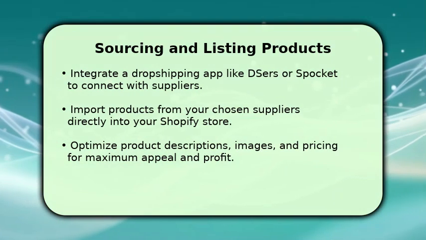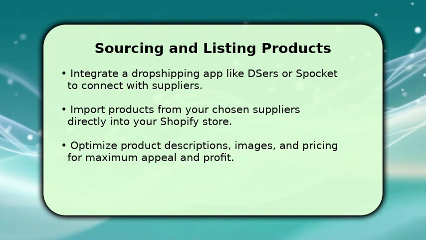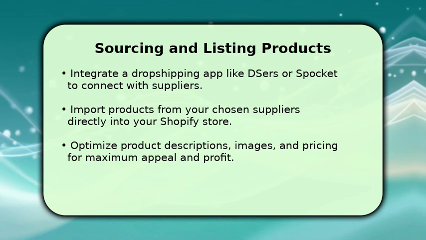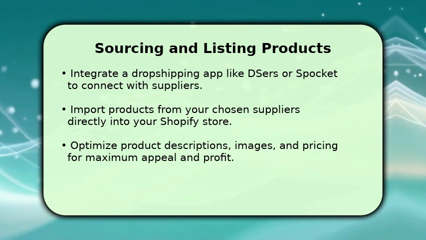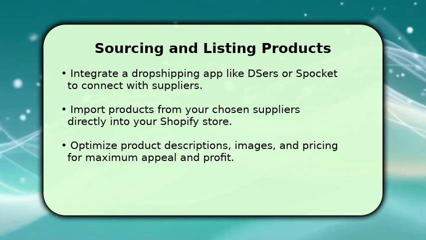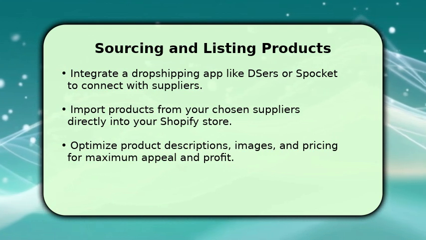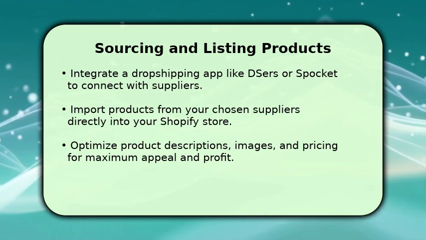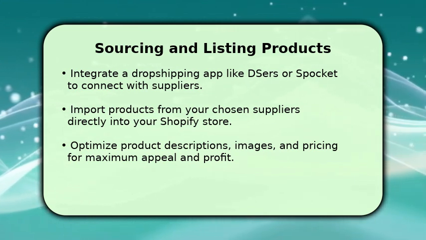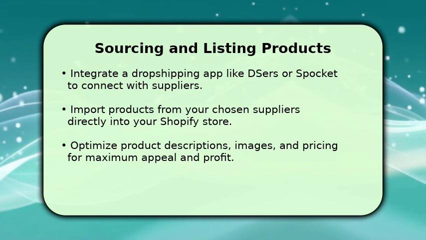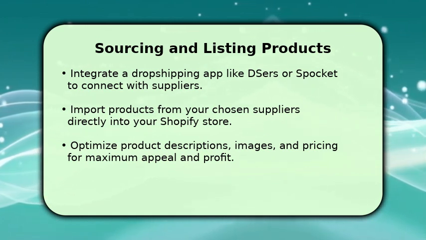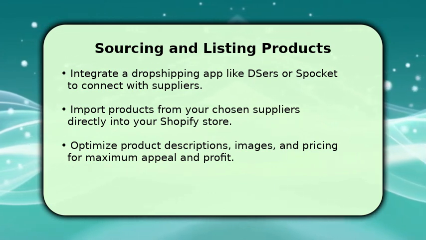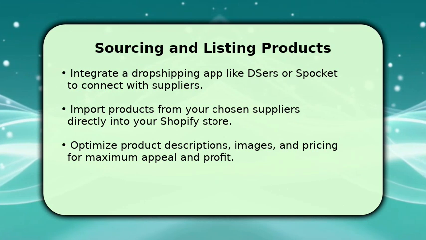Now it's time to source your products. Integrate a dropshipping app such as DSers or Spocket to connect your store with reliable suppliers. These apps allow you to easily import products directly into your Shopify store with just a few clicks. Once imported, optimize each product's description, ensuring it is compelling and informative. Use high-quality images and set competitive, yet profitable pricing. Aim for a profit margin of at least 20 to 30% on most items.